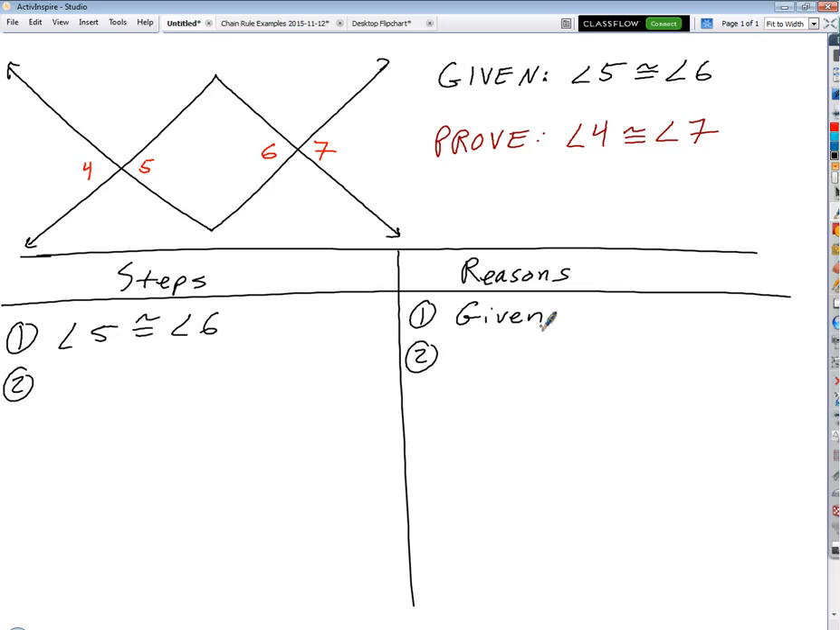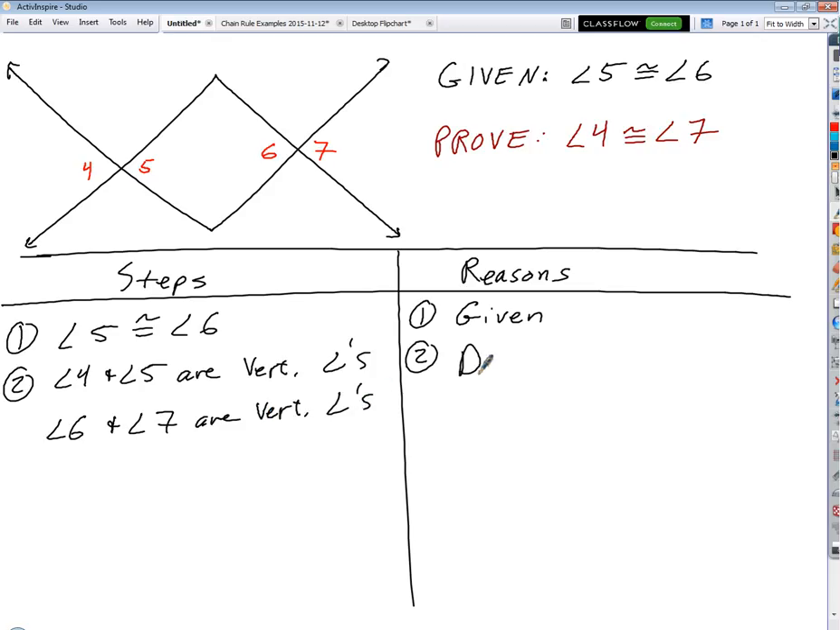Okay. Why do you think that would be? Okay, good. Definition of vertical angles. Right? Okay, so let's combine 2 and 1 here. What if we said angle 4 and angle 5 are vertical angles, and what else at the same time might I do? 6 and 7 is an identical step, let's just include it in one step. So angle 6 and angle 7 are vertical angles, and my reason for that we said was definition of vertical angles. Good.